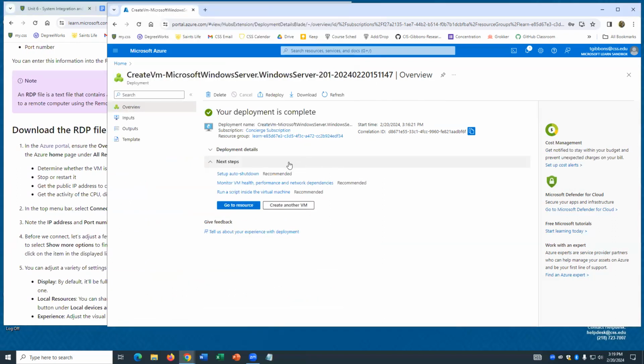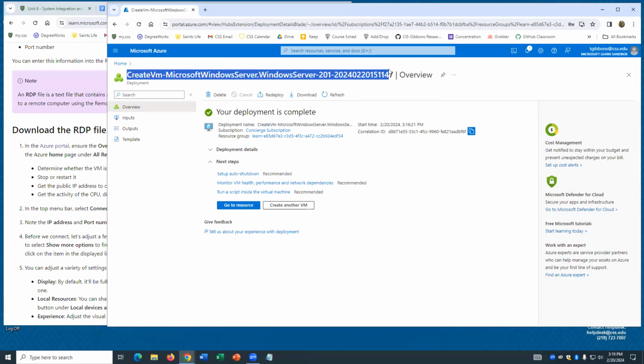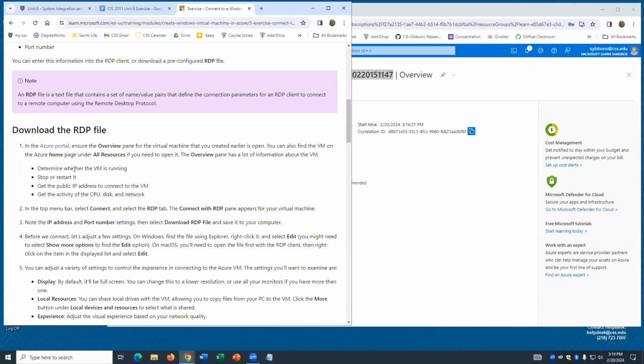So hopefully over here, my VM is running. If I click on overview, we should see our deployment is complete here. And I want to get resources. If you see a list of your virtual machines and you see this running, click on it to look at the overview of this one virtual machine. See if you can get to that spot. Determine whether your VM is running, as we've got here.